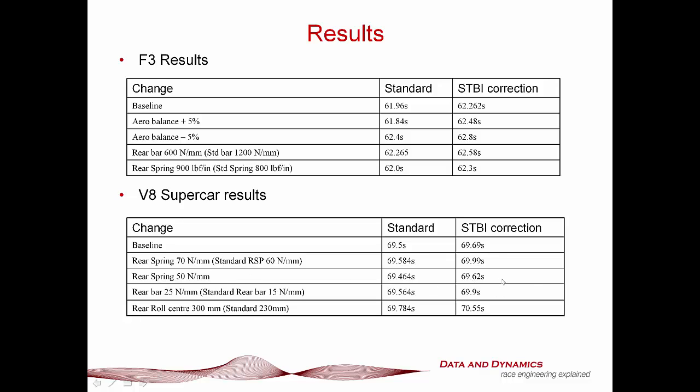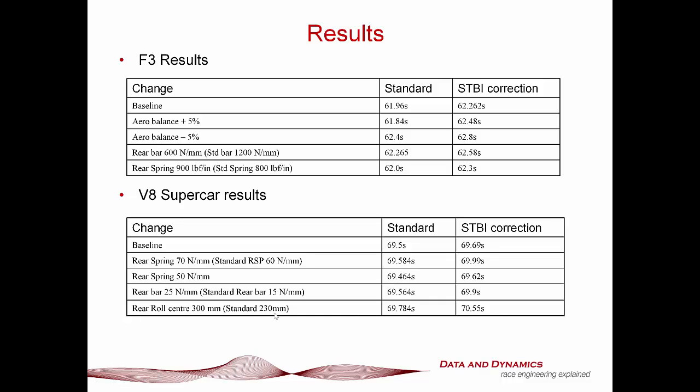For the 50 newton per millimeter change, that was a 69.7, plays about a 69.6. So again, not so much of a bigger change, but when you dig underneath it, the stability index values in that change didn't change that much. Again, going to 25 newtons per millimeter, we've now gone from 69.7 to 69.9, so that's a 0.2 of a second change. Where it really made its presence felt is going from 300 mil to 230 mil.